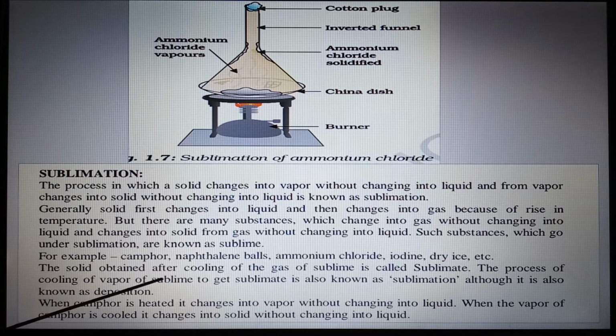The solid obtained after cooling the gas of a sublime is called sublimate. The process of cooling the vapor of a sublime to get the sublimate is also known as deposition. When camphor is heated, it changes into vapor without changing into liquid. When the vapor of camphor is cooled, it changes into solid without changing into liquid, and hence this all signifies the process of sublimation.